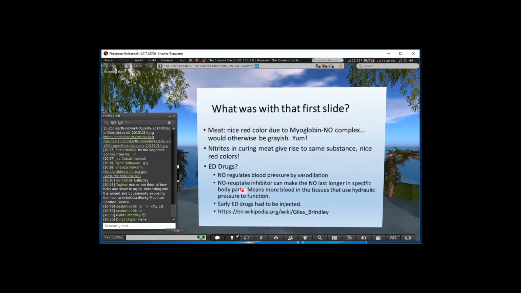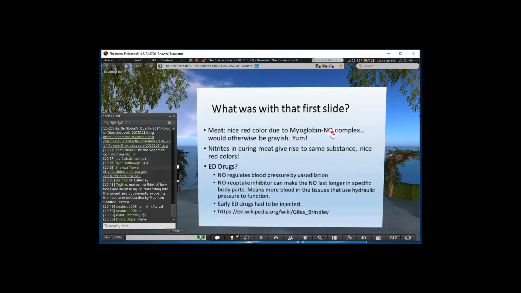Okay, so I'm getting close to the end of my talk. So what was with that first slide? Okay, I showed you meat, and I showed you Viagra and stuff. Well, here's the thing. That nice red color of the meat that makes it look fresh, well, that's actually due to a myoglobin NO complex.